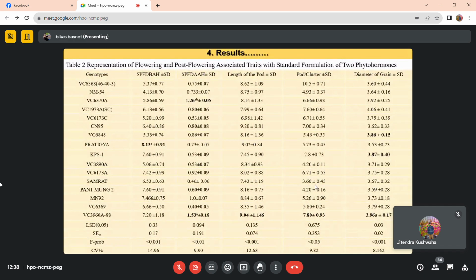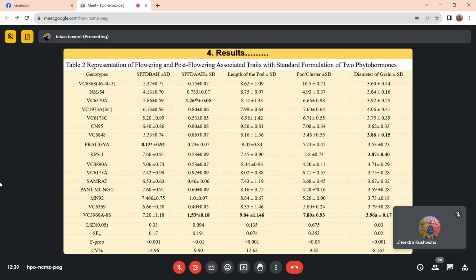And similarly, after application of hormones, within 24 hours, I recorded the sample flower drops, and the genotypes BC39688 and BC63708 show higher sample plant flower drops after application of hormones.